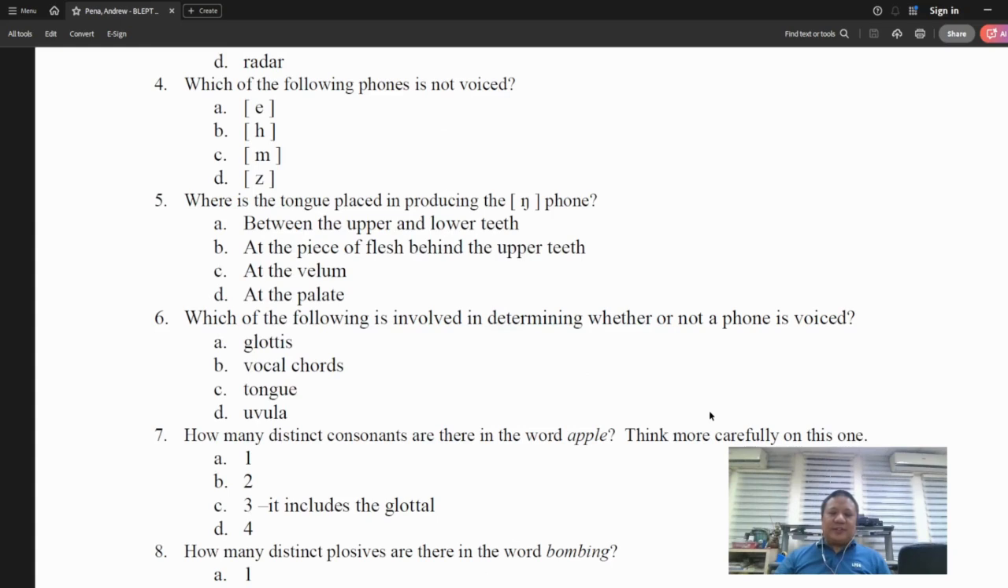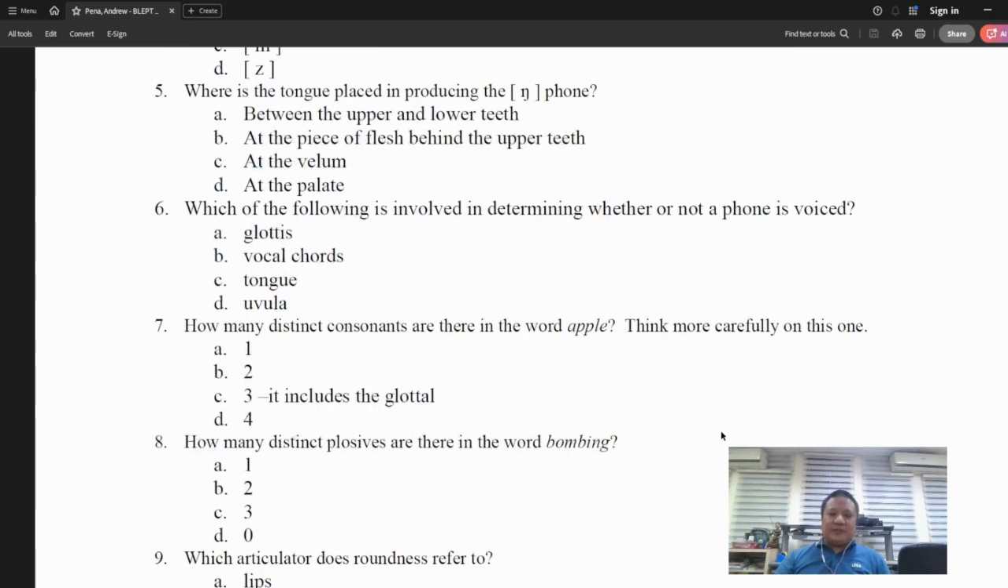Okay, where is the tongue placed in producing the ng phone? That symbol there is ng. A, between the upper and lower teeth. B, at the piece of flesh behind the upper teeth. C, at the velum. D, at the palate. So the answer is C, at the velum, because the back of your tongue touches the velum when you pronounce the ng sound.